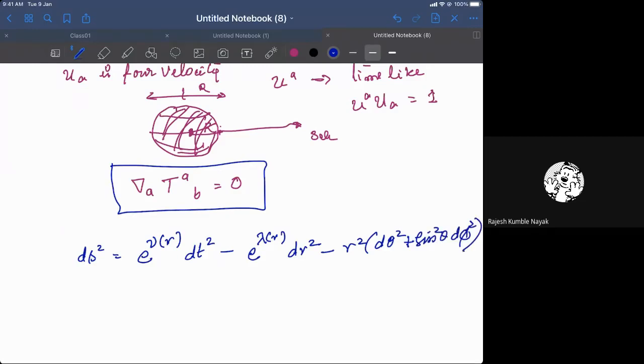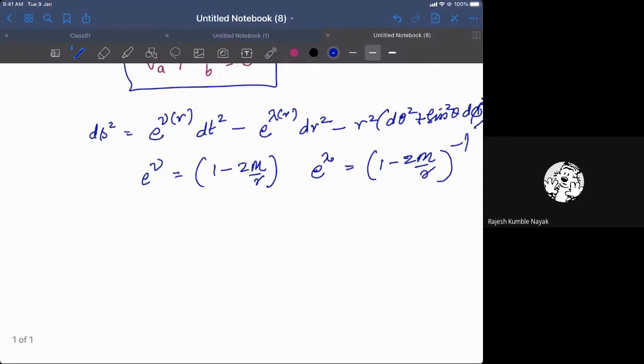Of course, outside we know e to the power nu is equal to 1 minus 2m by r, and e to the power lambda is (1 minus 2m by r) to the power minus 1. We have seen this, but now we need to put this into Einstein's equation and solve for what the solution is inside.